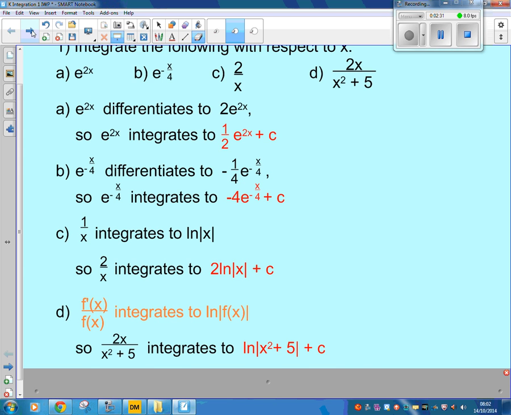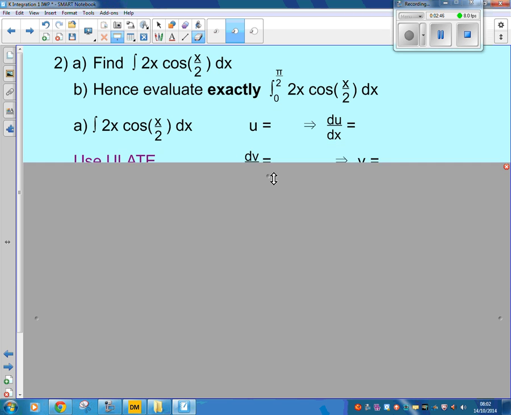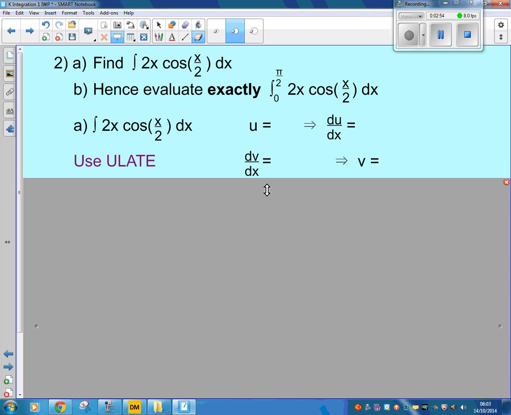Let's move on to some integration by parts. These occur when you've got a product in your integral, and they're two different types of thing. So here we've got 2x cos of x over 2 dx, and then we've got to put some limits in. So to start off with, you've got to decide one of these is u and one of them will be dv over dx. And what we use is u-let to decide which is which. This is an easy way to remember it.